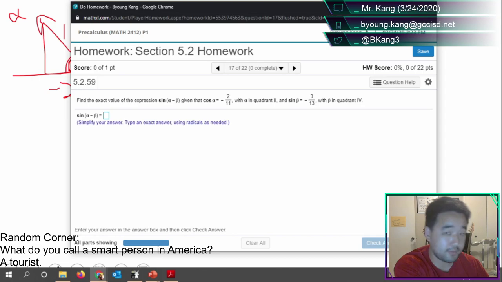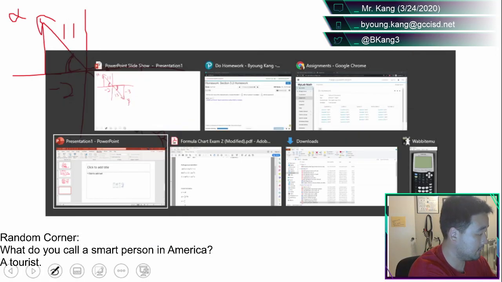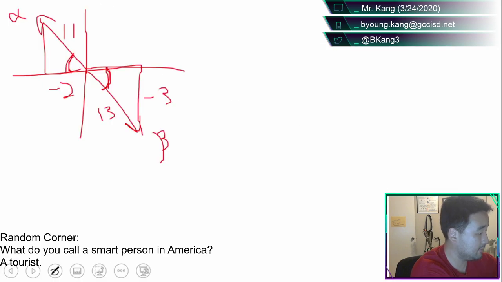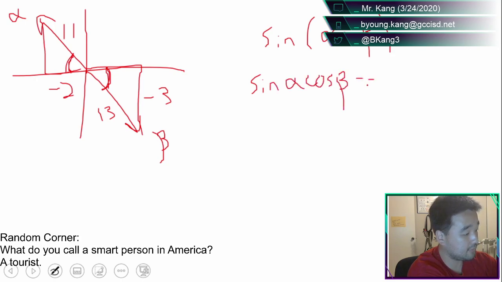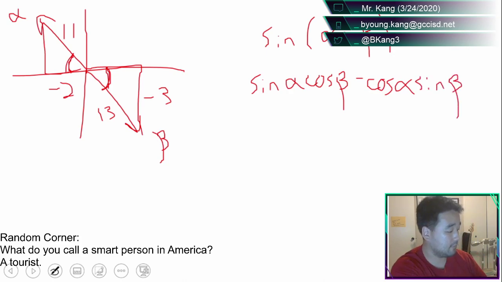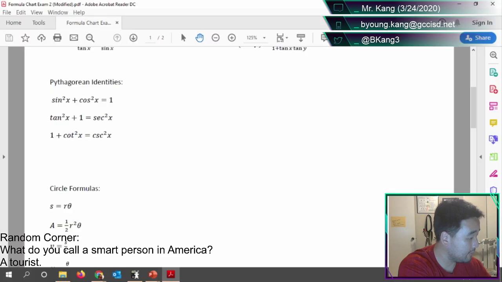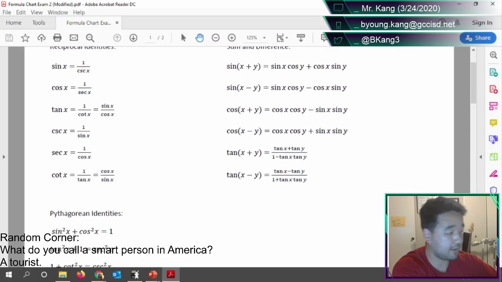So we're going to do the Pythagorean theorem on both of those, but the eventual goal is sine of alpha minus beta. This is going to be on your formula chart: sine of alpha cosine of beta minus cosine of alpha sine of beta. That should be the second one on your formula chart. Replace x and y with whatever letters you need.